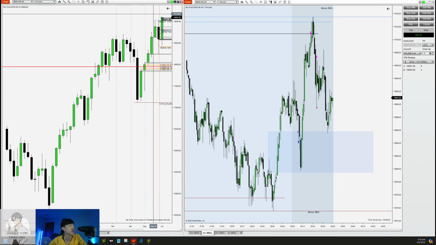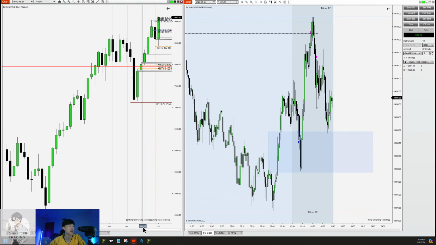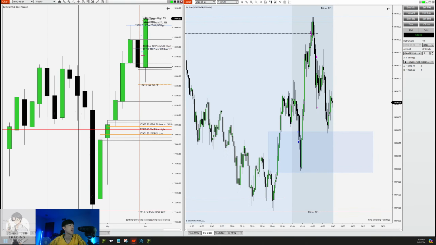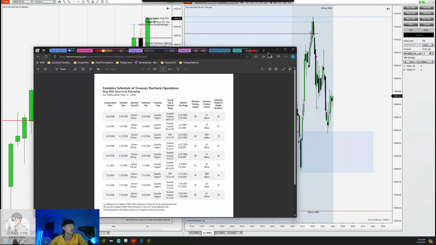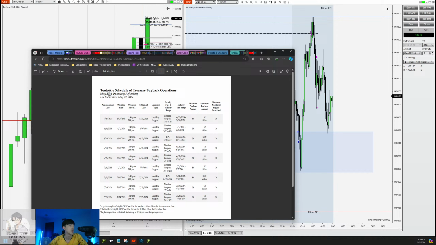So when we're in this weird territory of all-time highs, you need to be very careful about being a bear during these. Remember, about a month ago, I also pointed out that we have the Treasury here, a tentative schedule of Treasury buyback operations from May 29th, which is a week ago. We have more buyback, more liquidity support. All of this is happening into a month of June, which is generally more consolidation.